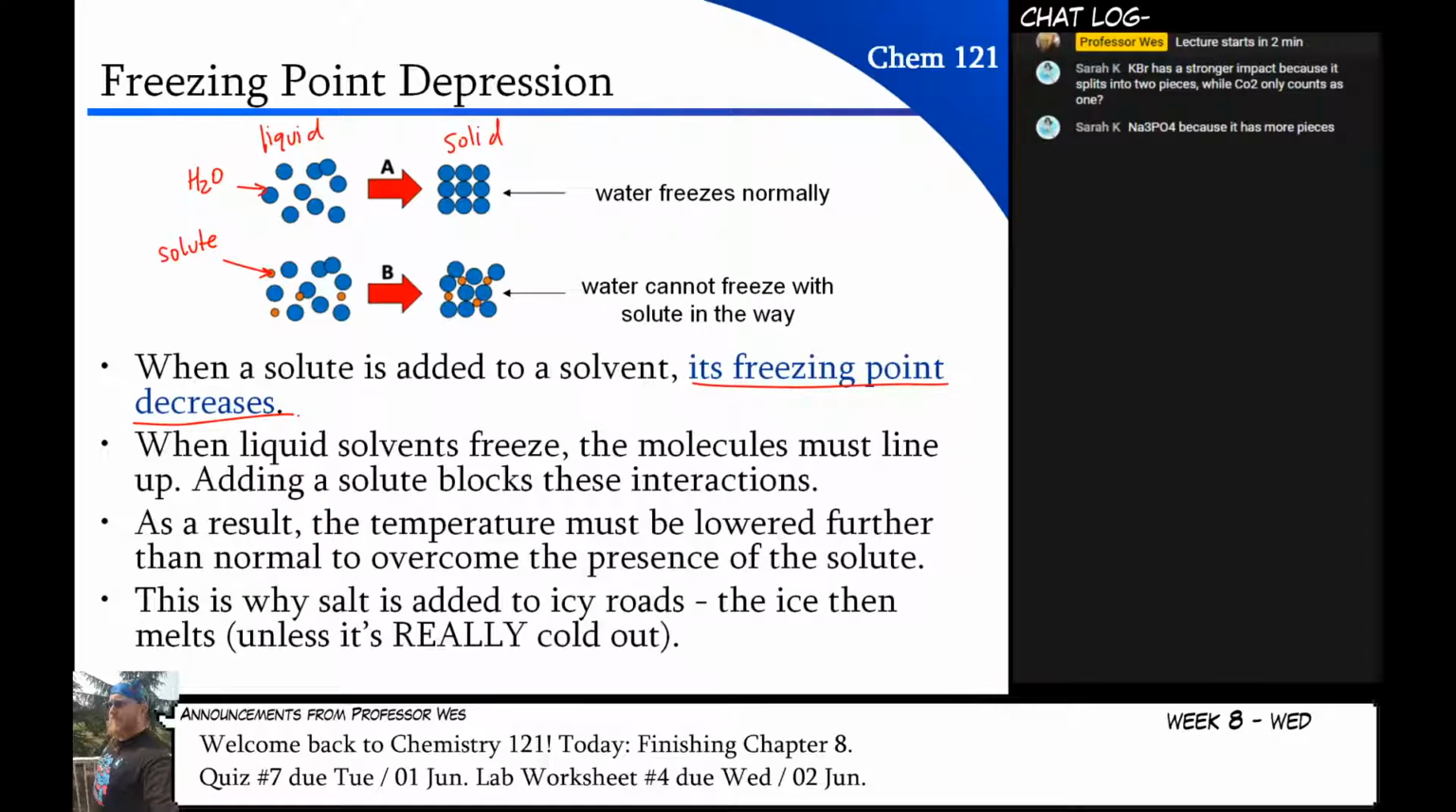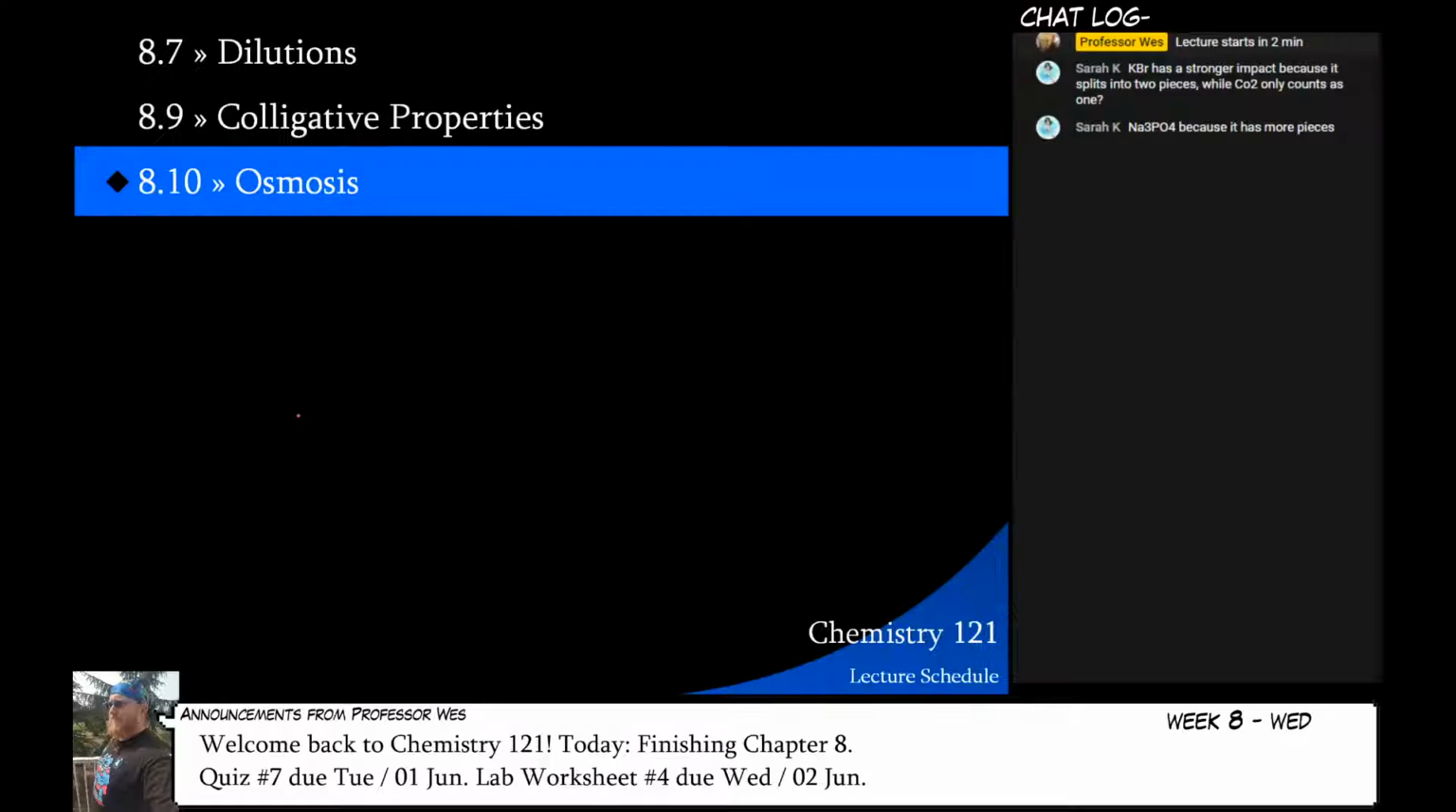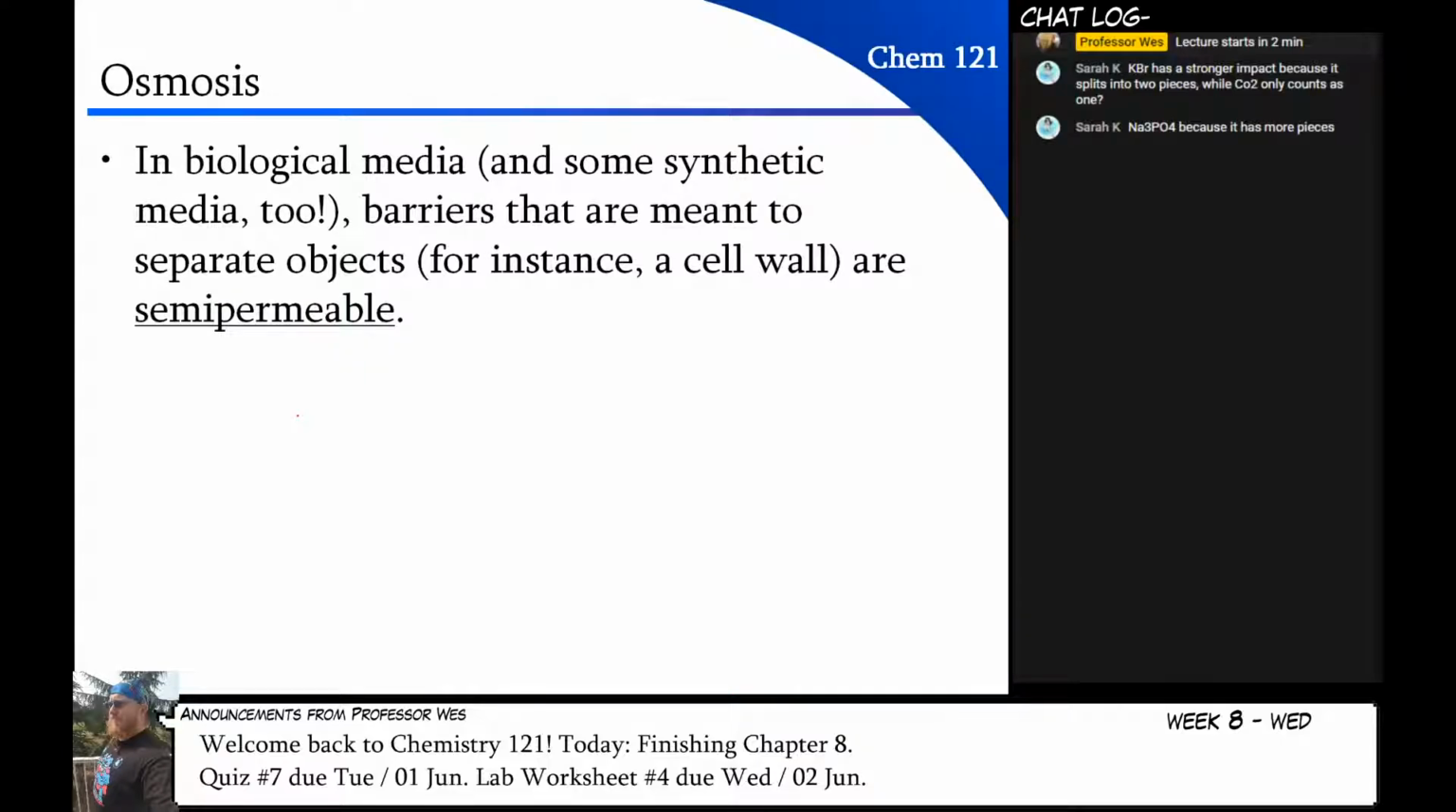All right, so those are 3 of the colligative properties we're going to discuss, but the last one's special. We're going to talk about it in its own section to close out the chapter today. And so this one's osmosis. Osmosis is a biological phenomenon that is very important because it involves the movement of water.